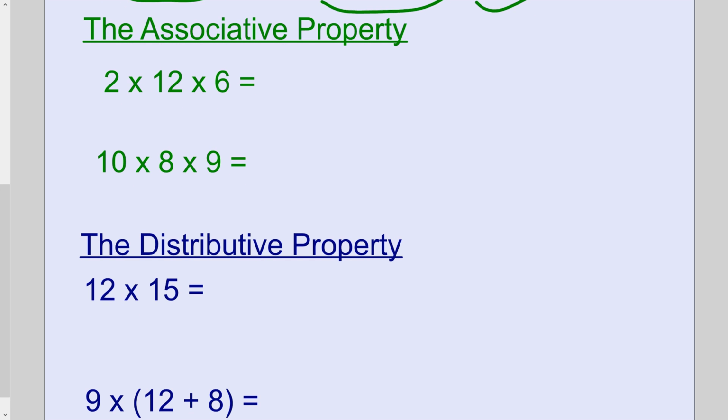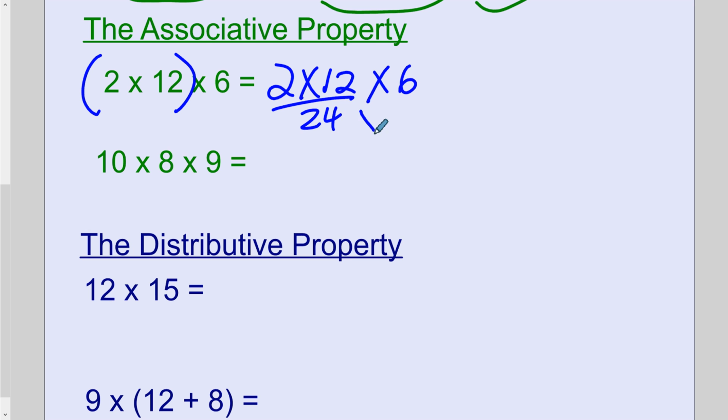With the associative property, if you remember, what we can do is we can group our factors in a way that makes sense. Let me show you what I mean. So 2 times 12 times 6. I could put the parentheses there. 2 times 12, which is 24, and then I would do times 6. And 24 times 6, well, that requires me to do some two-digit multiplication.